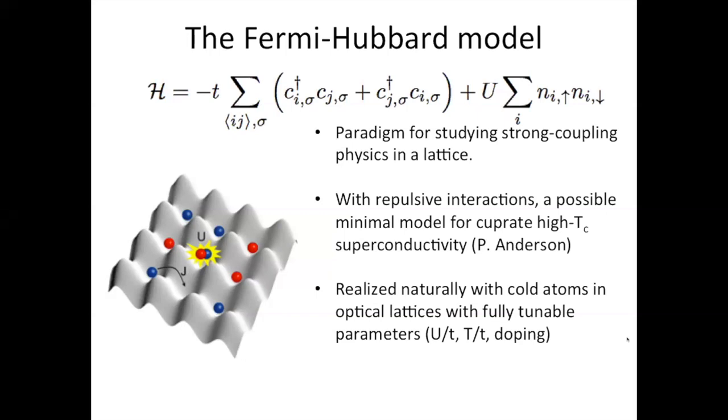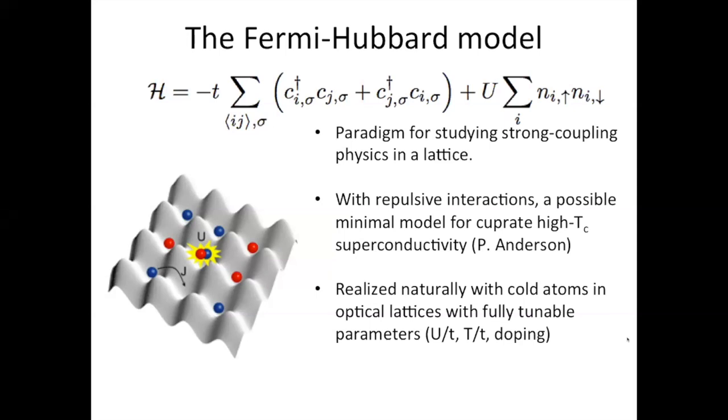The realization for us is atoms playing the role of electrons, moving around in an optical lattice. We use two hyperfine states of lithium-6 atoms to play the role of the spin up and spin down of the electrons. The atoms can tunnel between nearest neighbor sites on an optical lattice, and they can interact with each other. If two fermions of opposite spin land on the same site, there's a strong interaction. And we can tune the parameters of this Hamiltonian.